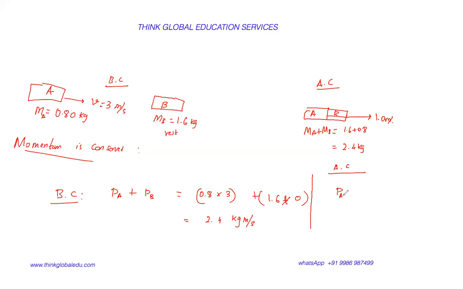momentum of trolley AB, because they stick together, is equal to mass of trolley A plus mass of trolley B multiplied by their combined velocity after collision. So which is equal to the mass of trolley A plus mass of trolley B, 2.4 kilograms, multiplied by their velocity, which is 1 meter per second. So which is equal to 2.4 kilogram meter per second.